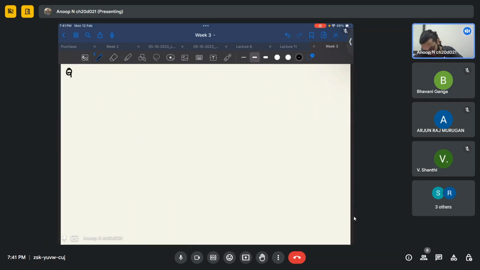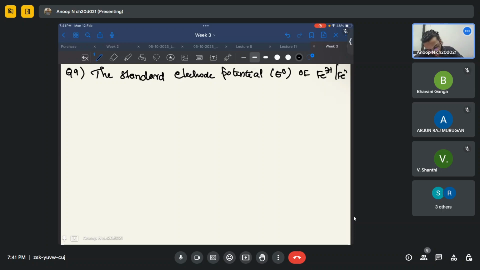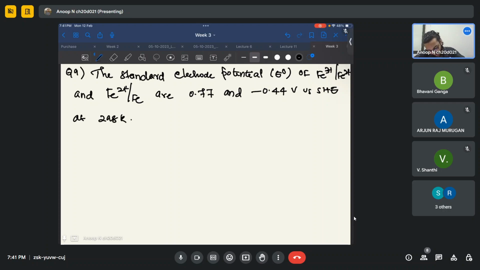Okay, I'm moving to the next problem. Question number 9. The standard electrode potentials E0 of Fe3+/Fe2+ and Fe2+/Fe are 0.77 and minus 0.44 volt versus SHE at 298 Kelvin. Calculate E0 for Fe3+/Fe.